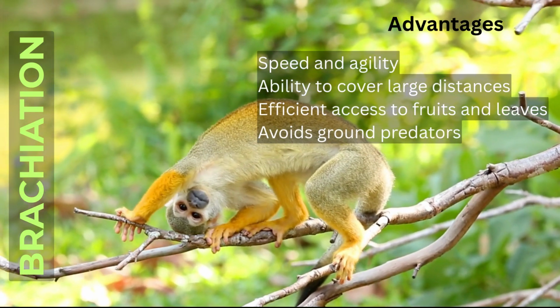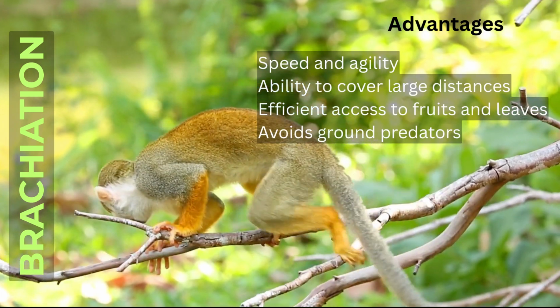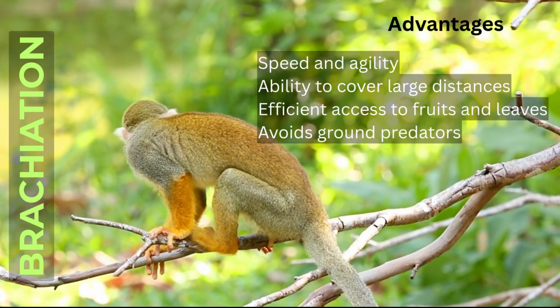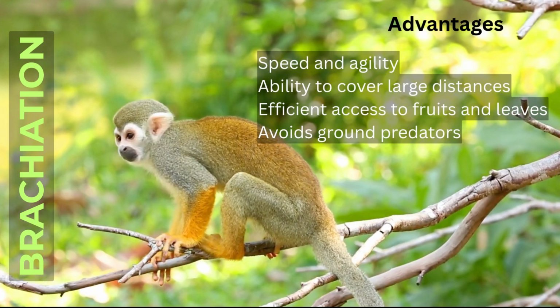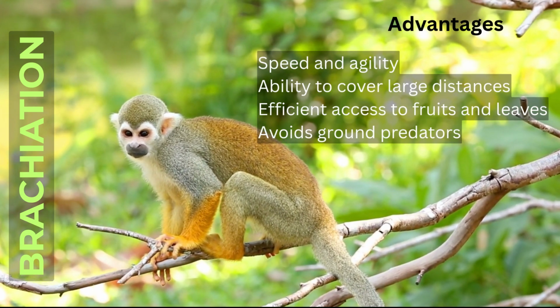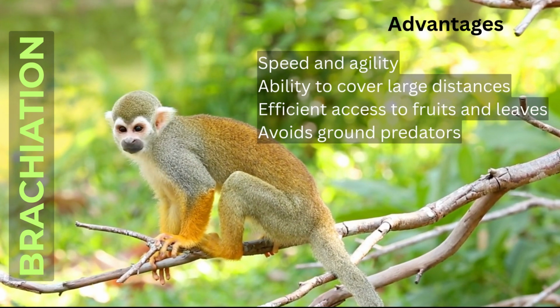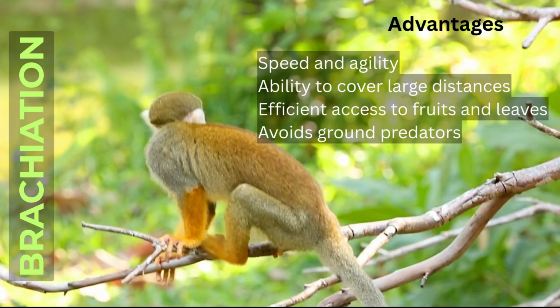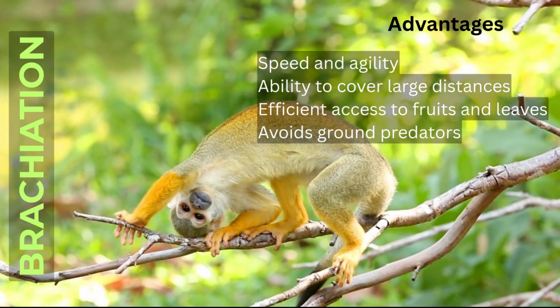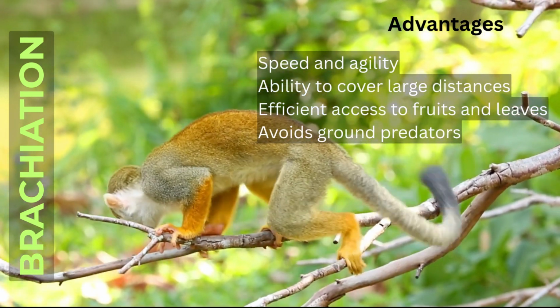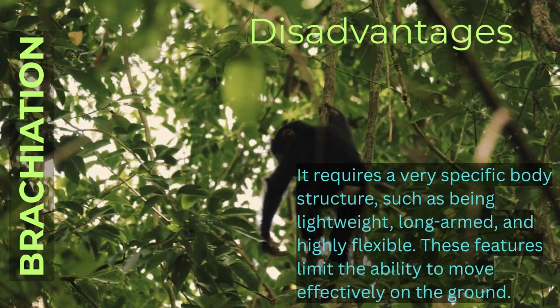The advantages of brachiation include speed and agility in the trees, the ability to cover large distances without descending to the ground, and efficient access to fruits and leaves located high in the canopy. Brachiators avoid the forest floor to lower their risk of ground predators.